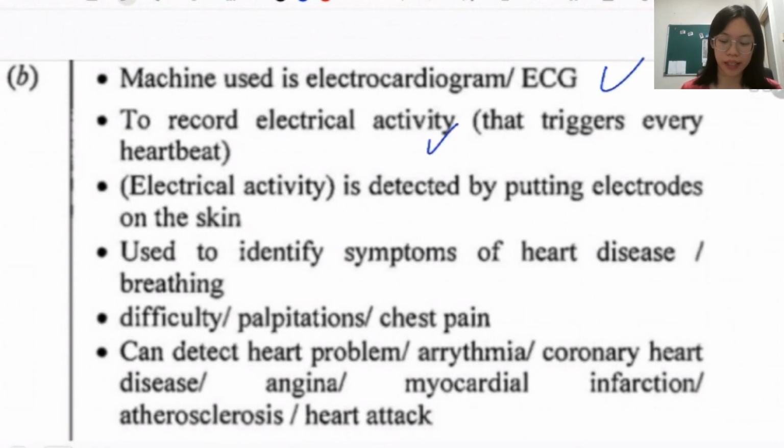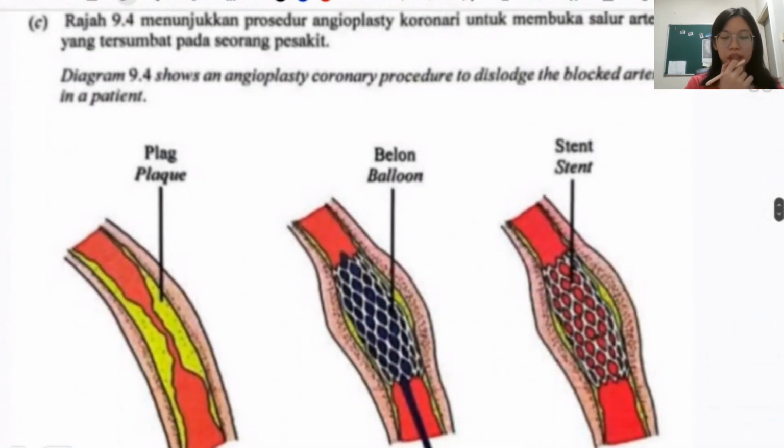To record, and it's detected by putting electrodes, but the main function is basically to identify and detect the heart problem. Okay. And then moving on to the last question right here, an angioplasty coronary procedure.